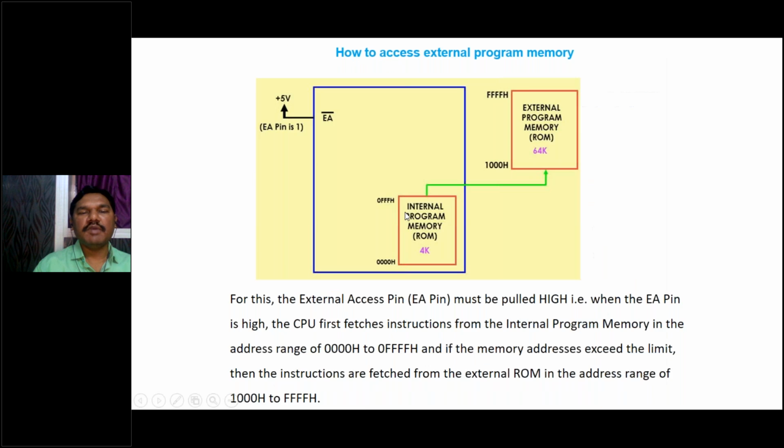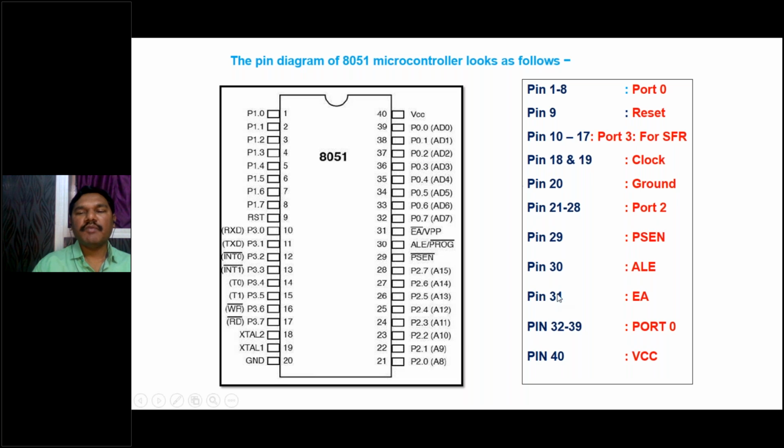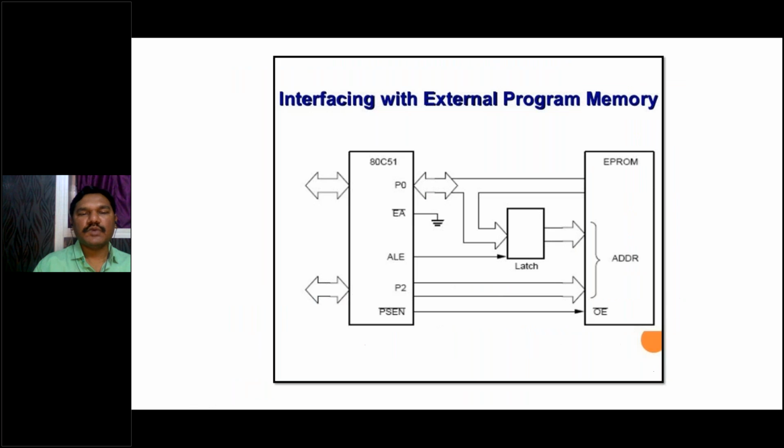What is EA? If you see the pin diagram here, EA at pin number 31 stands for external access. That's why here we are connecting EA to ground. Why EA to ground? Because EA bar is logic high, so it can access the external ROM. ALE stands for address latch enable.